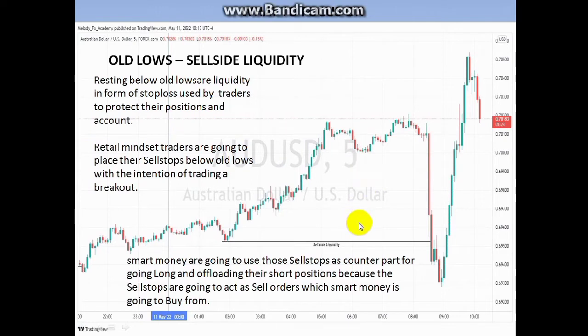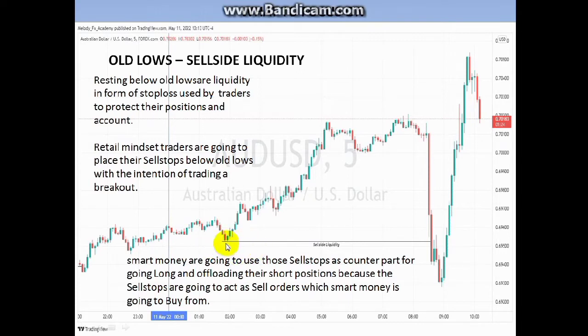Same can be said for the old lows. We're going to have a series of stop losses resting below here, and retail traders are going to have their sell stops hoping to go short. As you can see, price went down, tapped the liquidity resting below here and took off in the other direction. So what actually happened here is smart money buying the stop loss, buying from the willing sellers that are resting below here.